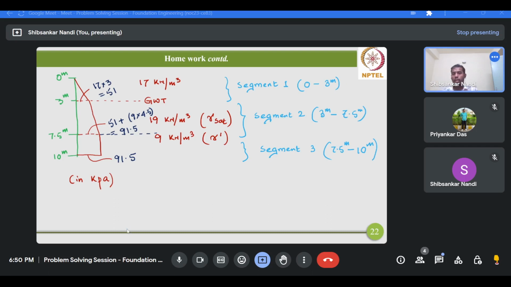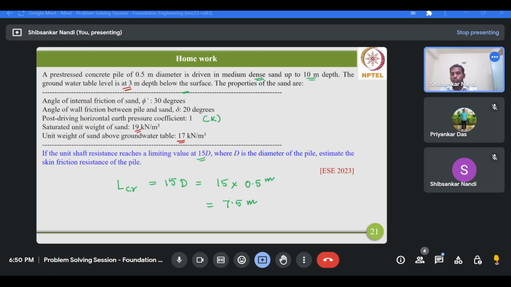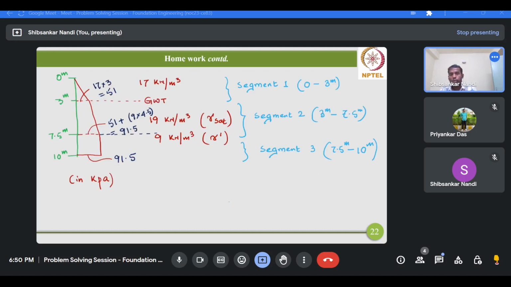The job remains the same. You first calculate the unit skin friction resistance for each individual segment. Then you calculate the surface area for each segment, and multiply the surface area with the unit skin friction resistance to get the total skin friction resistance. If you add the contribution of all the segments, you will have the final ultimate skin friction resistance that you have to report for this problem. I will try to complete this problem as soon as possible.